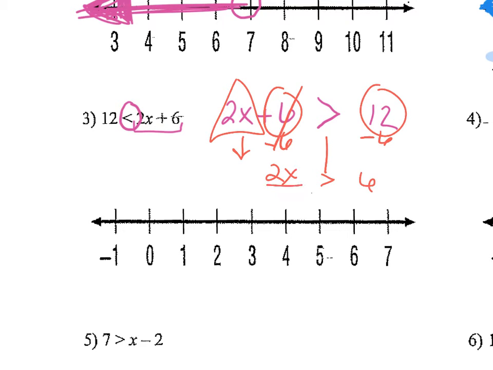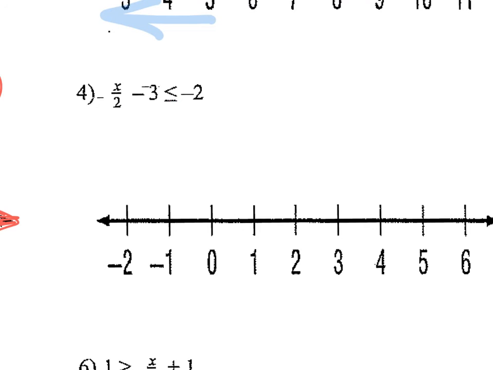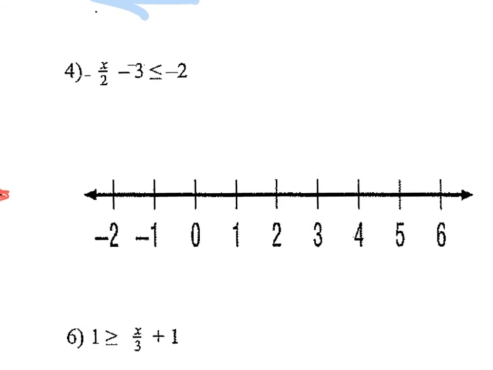And then your last step is to divide. So 6 divided by 2 is 3. Open circle on 3, so that means my solution could be anything bigger than 3. So I'm going to shade to the right just like my sign is telling me. Number 4 does not have any negatives. That's just how the paper looks.